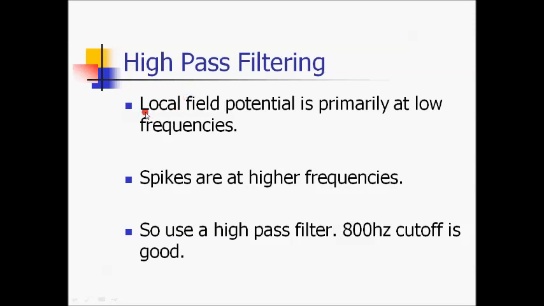Okay, so what I told you is that the local field potential is this continuous signal which is primarily at low frequencies. After high-pass filtering we get only spikes, because spikes have much higher frequency oscillations.